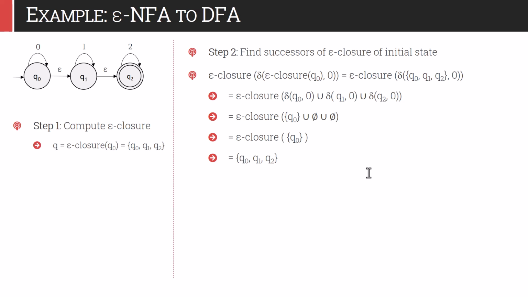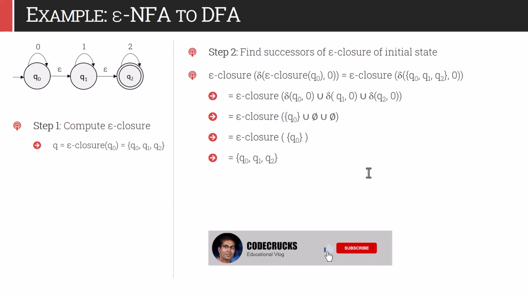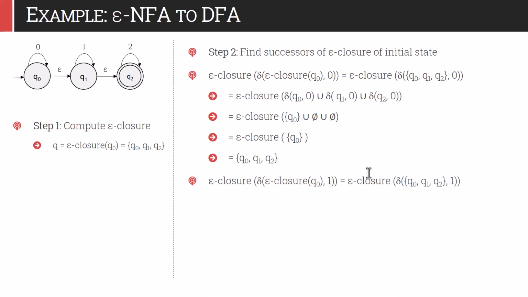See, this is the same state we started to process, right? This is our initial Q in the list. So we will not add it again into the list. It is already there, and now it is being processed. So for input alphabet 0 we have processed. Now we will process it for input alphabet 1.